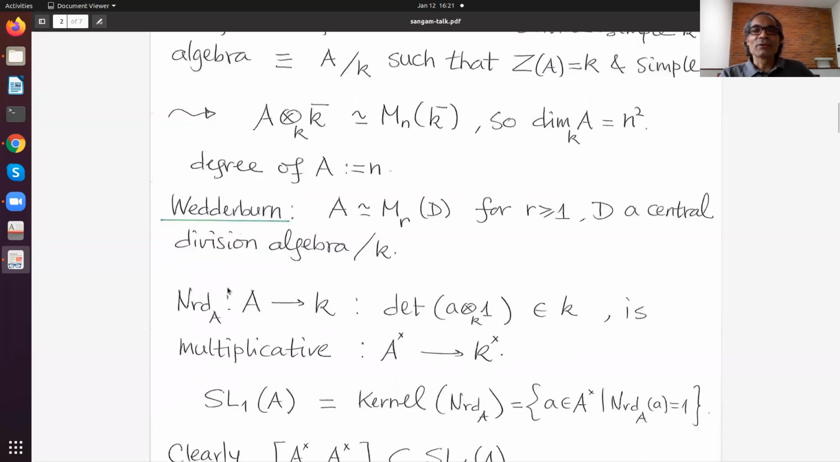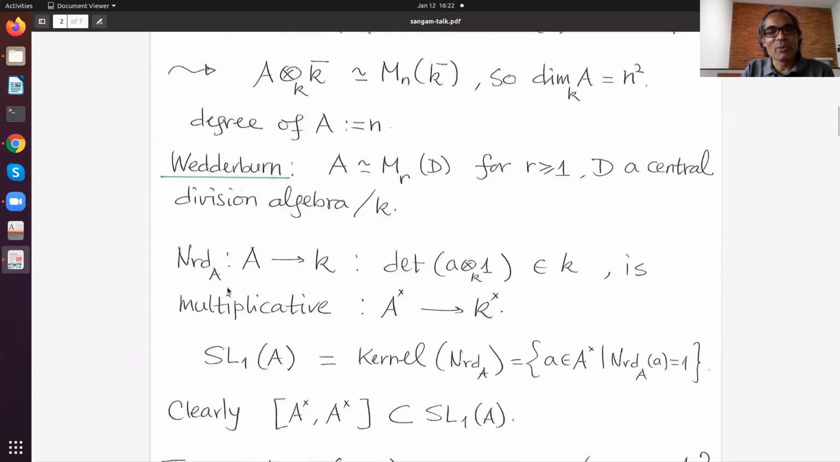And then there is a well-known classical theorem of Wedderburn. It says that any such algebra is a matrix algebra with entries in a division algebra whose center is exactly equal to k. Such things are called central division algebras. Please feel free to ask doubts and stop me wherever you can. This is supposed to be an expository lecture.